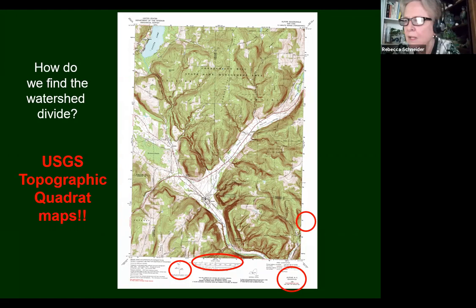So what you're looking at is the quadrant for Alpine, New York, which is where we used to hold the Master Naturalist workshops. And the red circles show you the scales on the side, each side of the map. There's a compass direction. And this is a topographic map. So what you're looking at is brown lines against a matrix of green or white. And green in this case is forests.